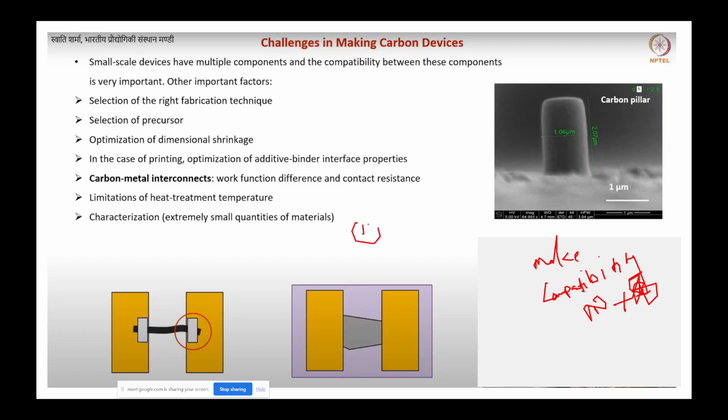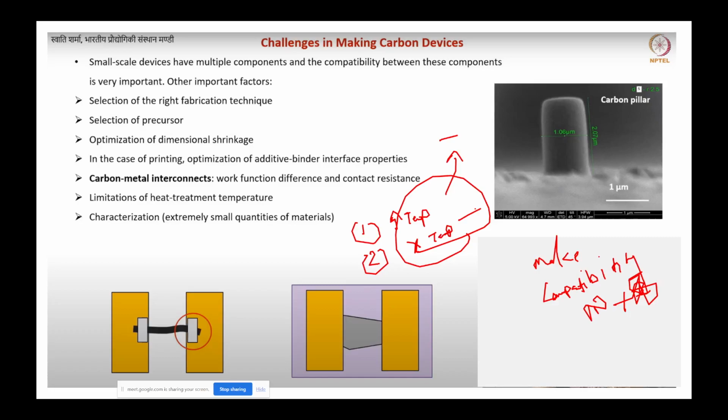Let's say you have a material one which can sustain a higher temperature, but your other material cannot sustain the high temperature. Then you cannot opt for techniques that go for high temperatures, because your other material cannot sustain them. So you have to select fabrication techniques that are compatible with all the materials required in your fabrication process. Selection of precursors is very important in order to get the shape, size, structure, and properties you want in your device or material.